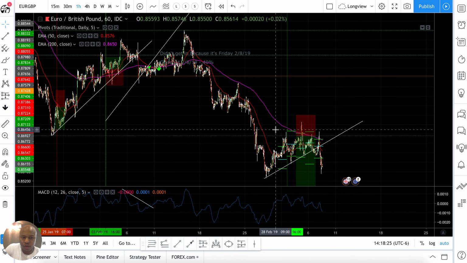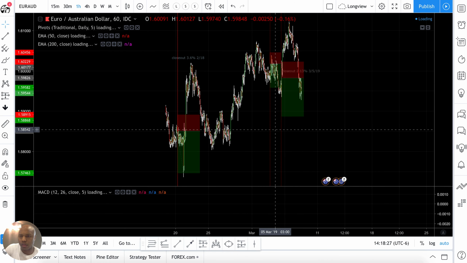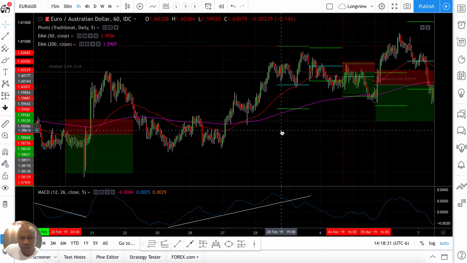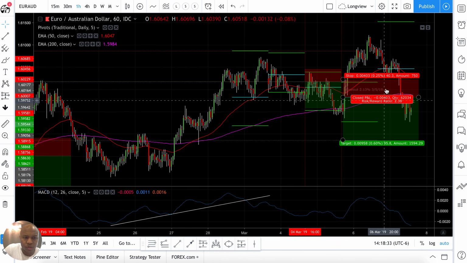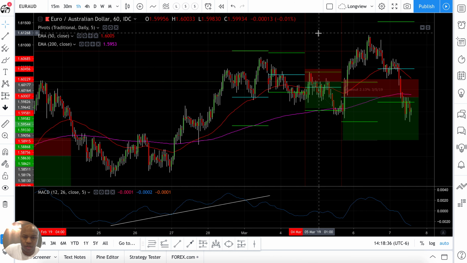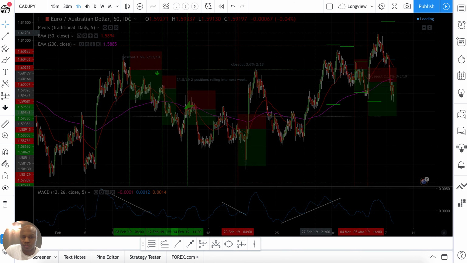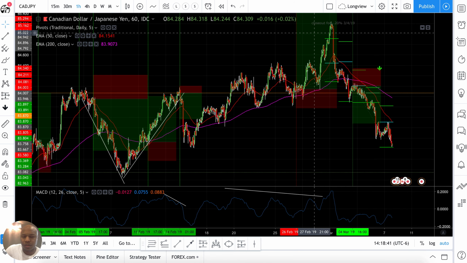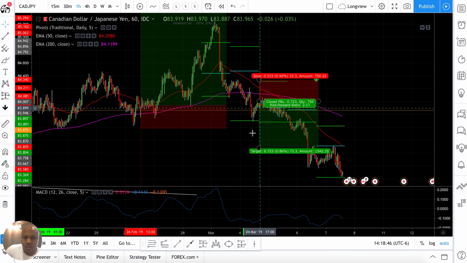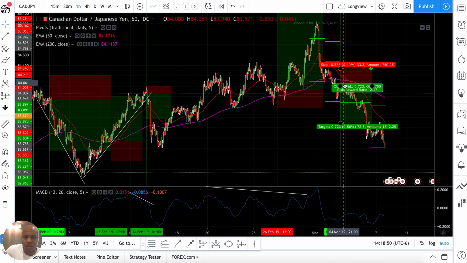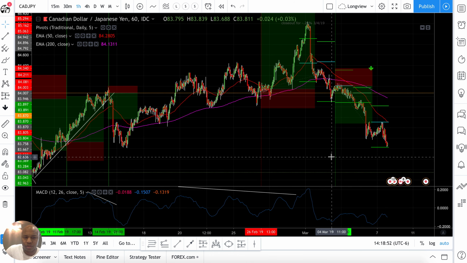I can let this one ride. I think I'm going to. Yeah. This one came back in, but I lost already. So nothing for me right now. CAD JPY. Hypothetical. Didn't actually enter here. Should have. Didn't.